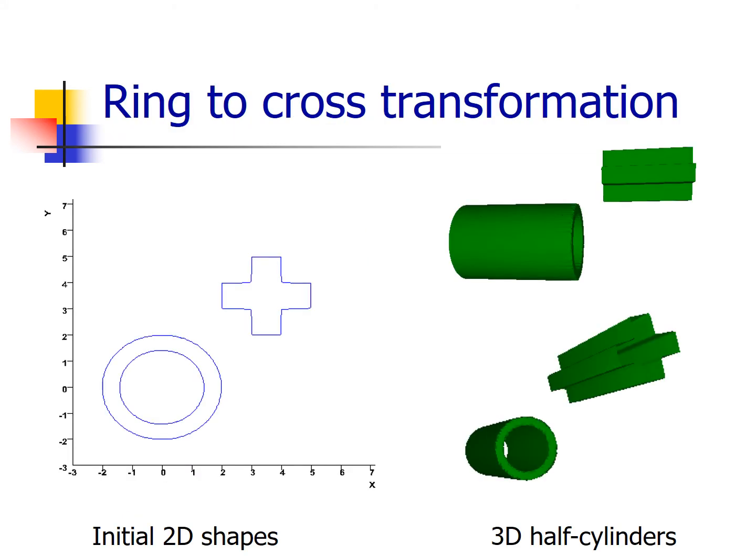Another example is a ring to a cross transformation. We apply the bounded blending union to obtain smooth transitions between two half cylinders for the shape transformation. The half cylinders are bounded by the planes z equals 0 and z equals 1 to make the gap from 0 to 1 along the z-axis between them.